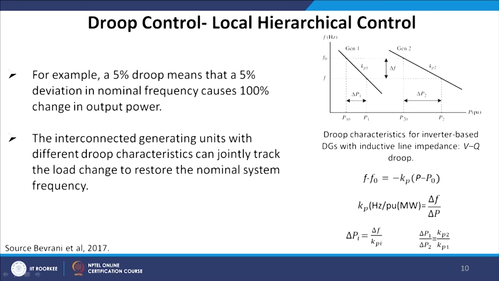VQ droop, and if it is my PF characteristic, this is my P and F. Now, what it says is that a change in frequency from this point to this point may change the power from this point to this point. Now, this characteristic may be suitable for generator 1. Similarly, we can have another droop characteristic for generator 2. For the same frequency change, the power may change, but the change in power for generator 2 is different than generator 1.